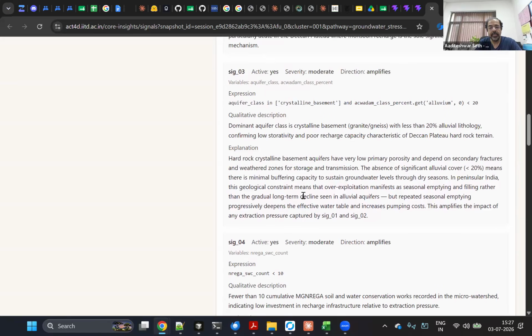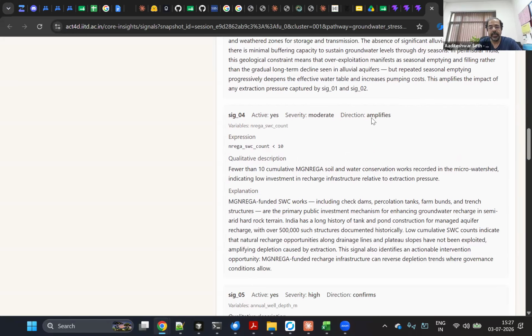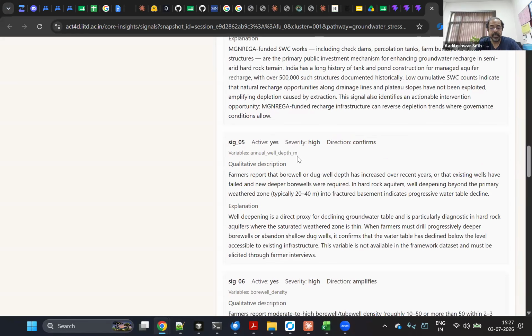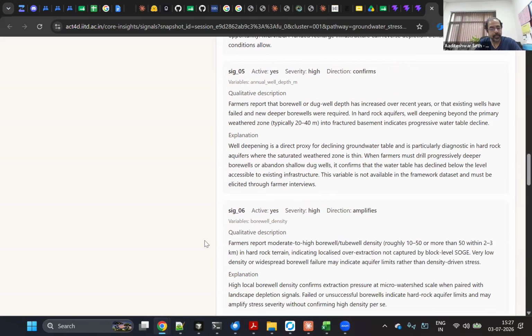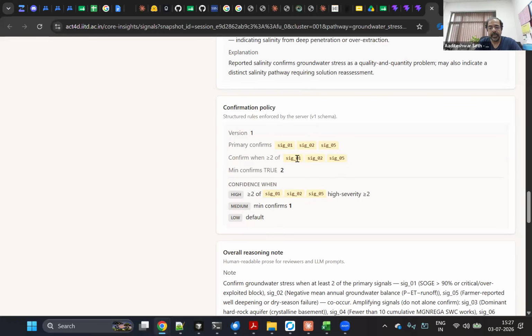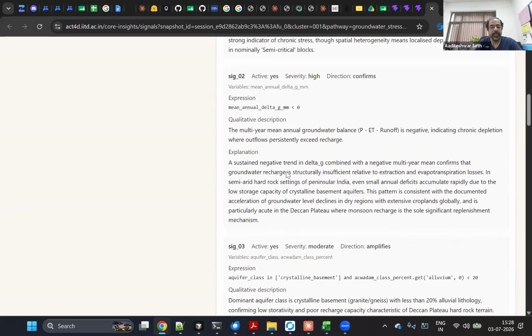So these are the different signals. Some are amplifier signals, that the situation can be even worse if the aquifer is of a particular type. This also amplifies that the situation is worse if surface water count is less than 10. This confirms whether the well depth is decreasing or not. And then this is a confirmation policy that out of these three, if any two signals come out true, then I will say that this area has groundwater stress. Similarly, there are rules for all these 136 cases.